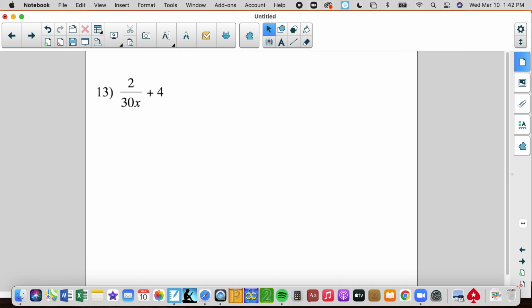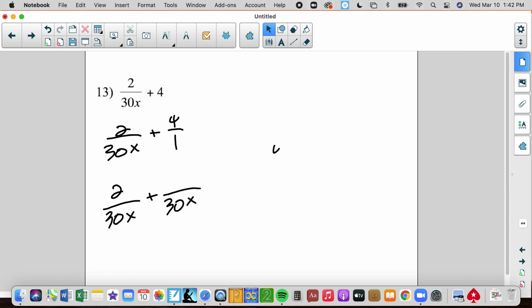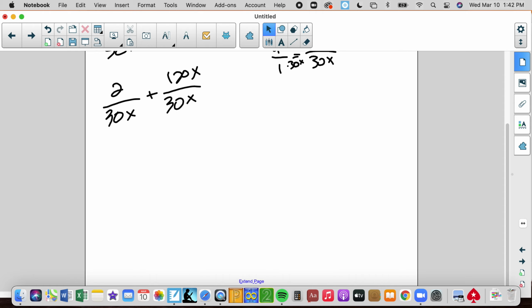Now we are combining fractions with whole numbers. So we have to turn the whole number into a fraction. Hopefully you remember that when you have a denominator of 1, it's just the other one. That's going to stay the same. So 4 over 1 equals what over 30x? We're multiplying by 30x. That gives us 120x. Whew. We have the same denominator.